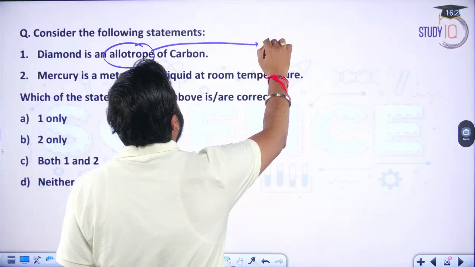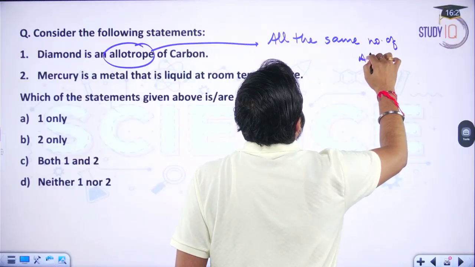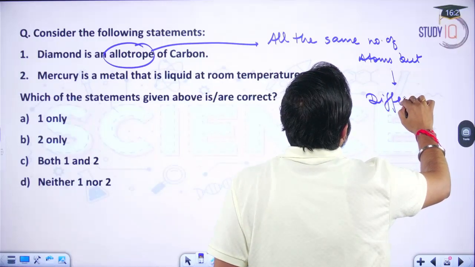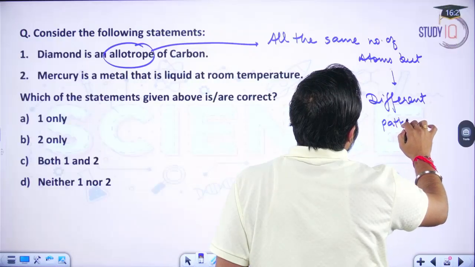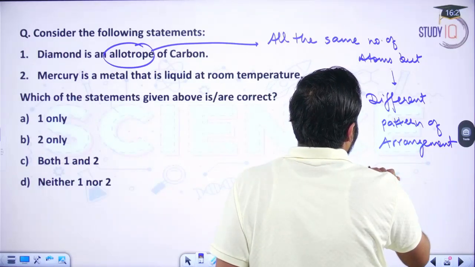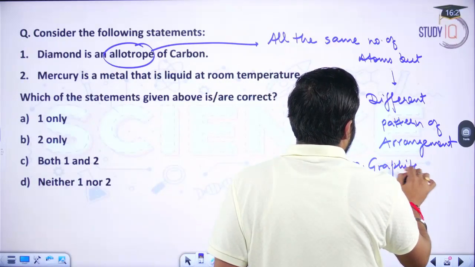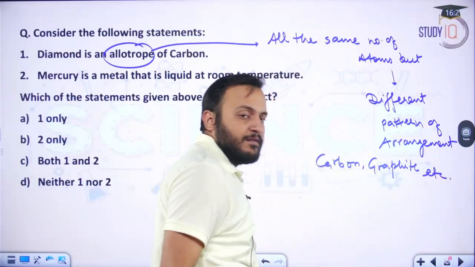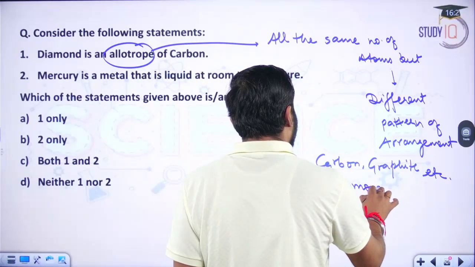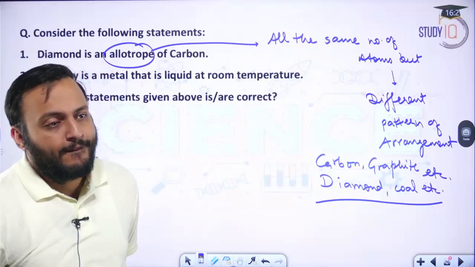Allotrope means something which has the same atoms but a different pattern of arrangement. Carbon, graphite, diamond, all these.